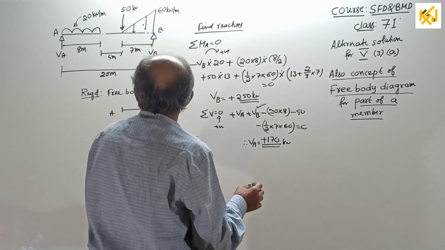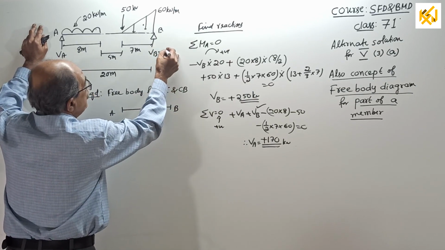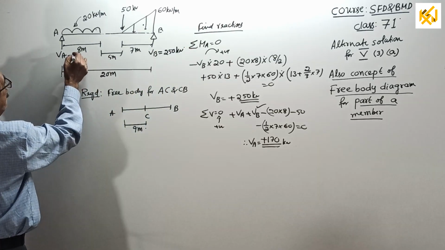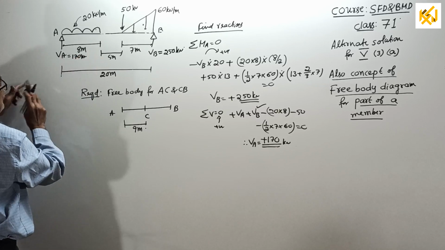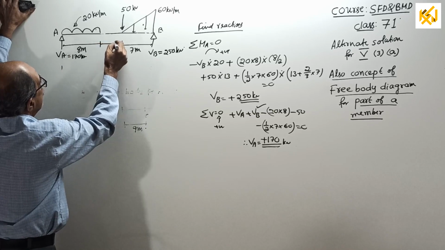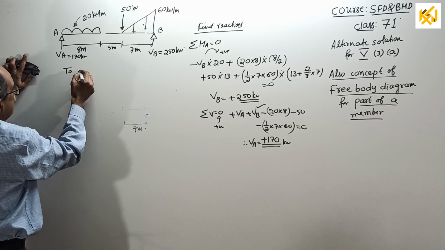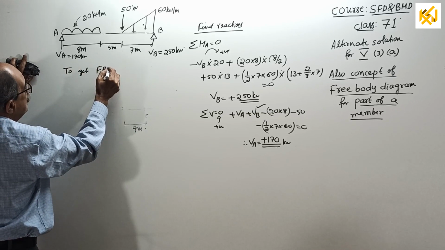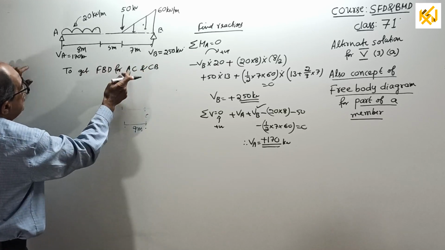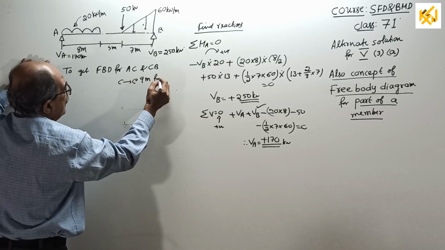Now see what I will do. I will go back and enter the values here: VB equal to 250 kN, VA equal to 170 kN. My purpose is only for explanation, not a problem. This is the second time I am writing the member here. This is 5 meter, all clear. Now, come, to get the free body diagram for AC and CB separately. The C is at 9 meter from A.